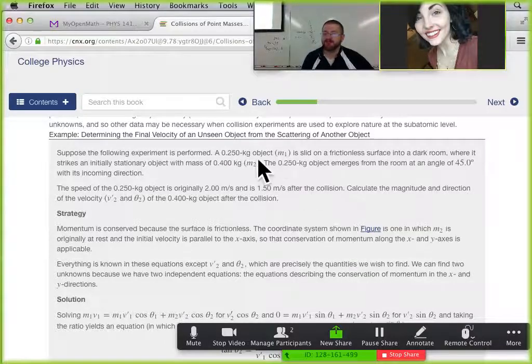So they got this 0.250 kilogram object that is being slid on a frictionless surface into a dark room. It's like standing outside this room, turning all the lights off and shutting all the shades, and then throwing tennis balls into the room to figure out what the room is made of. See how the tennis balls come out, right?